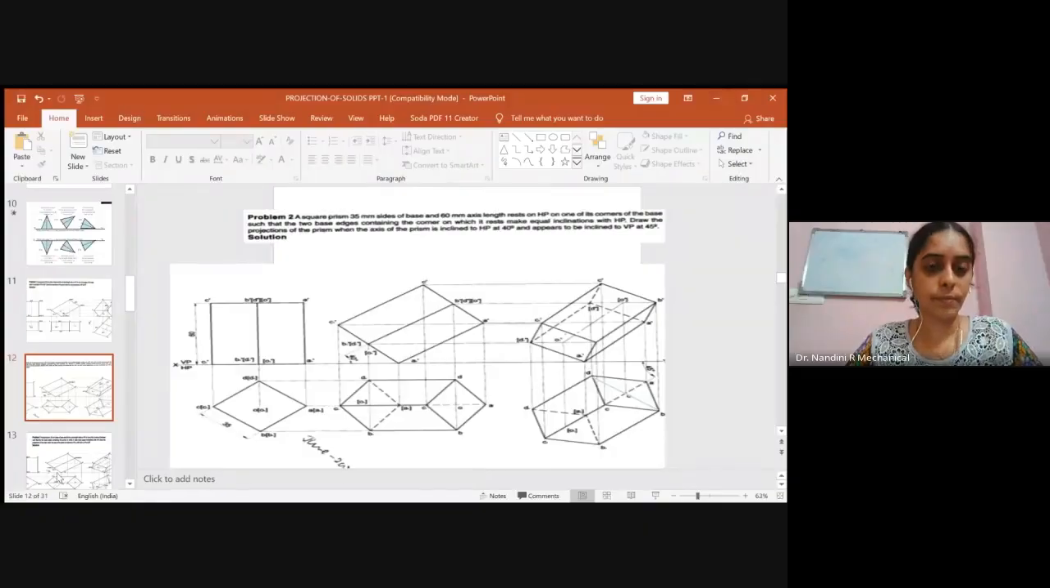I will just show you one more problem, how to solve it. Okay, so the first one we did was when the given problem was resting on one of its side, right? So what happened to this?